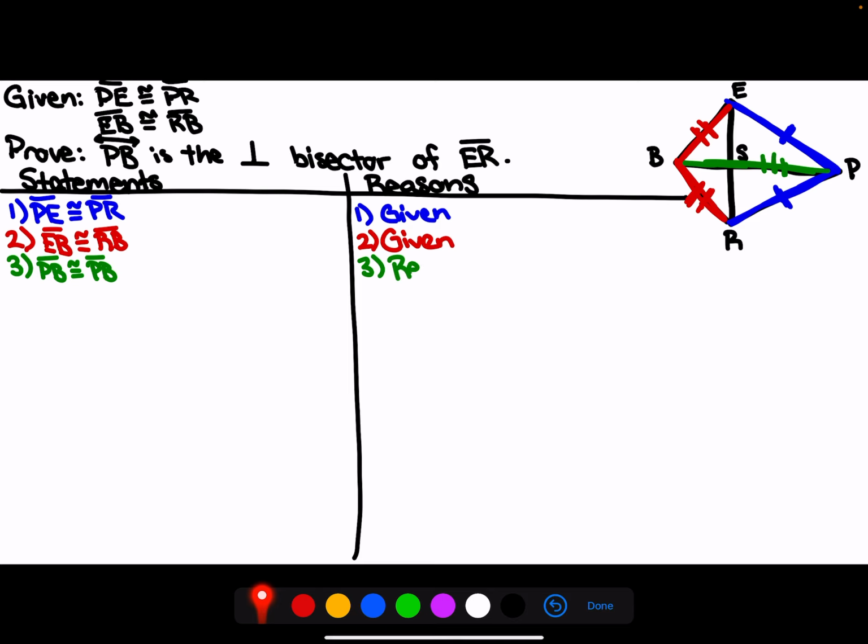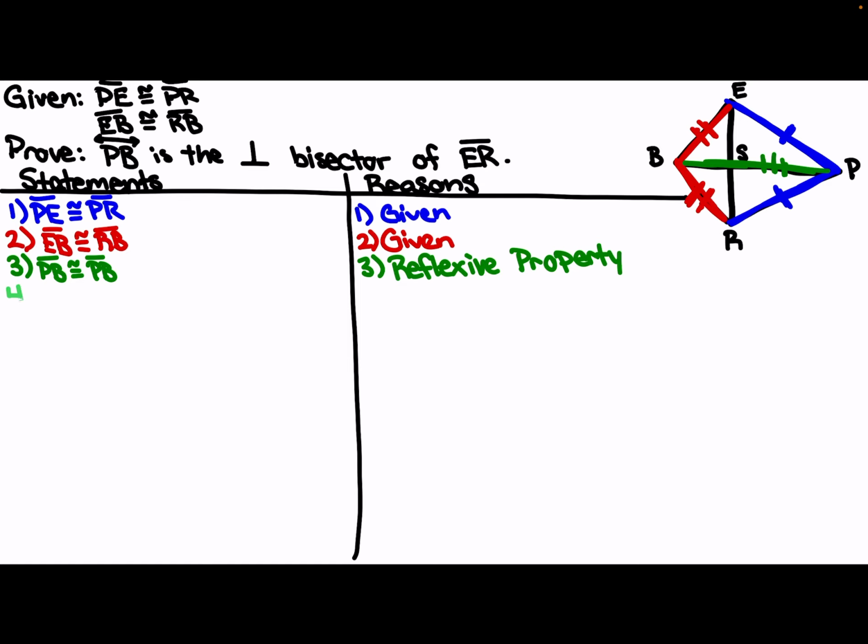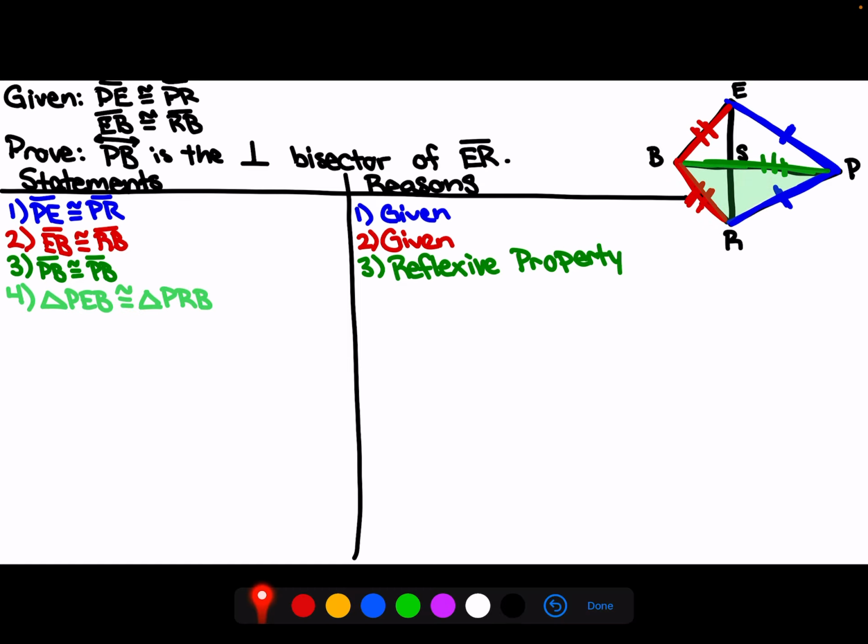Now, at this point, we do have enough information to prove that triangle BEP is congruent to triangle BRP. And if we look at the congruency marks, we have side, side, side. So those two triangles are congruent by side, side, side.